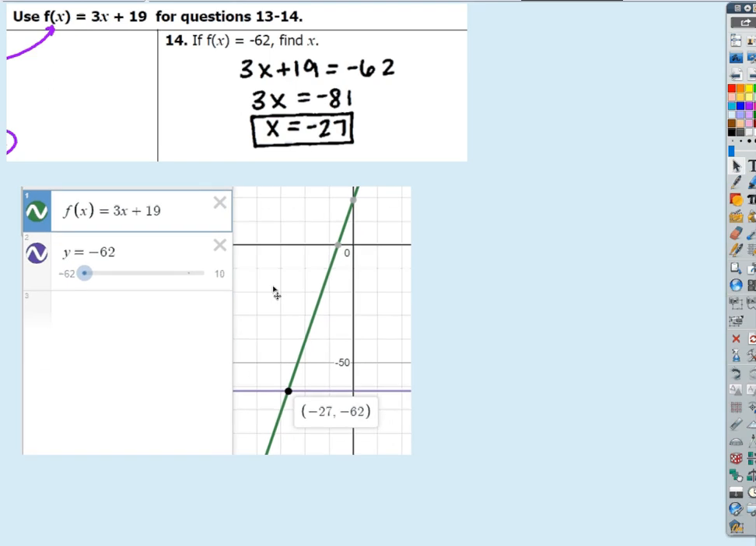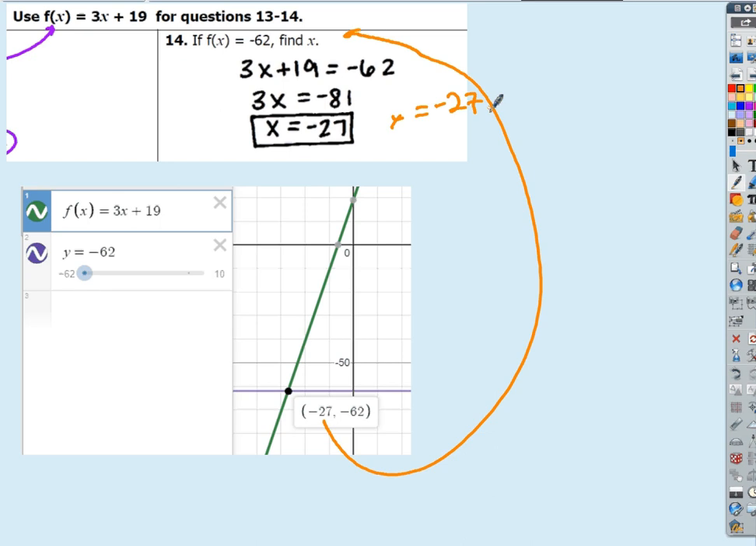Okay, so what did we do? Whenever I want to solve an equation by graphing, I'm going to graph the left side of the equation, graph the right side of the equation, and see where they cross. Every time that's going to work. Right? So when I graph the left side, f of x equals 3x plus 19, I got the green line. Graph the right side, I'm graphing y equals negative 62, I get the purple line. And so the solution is, find x. The solution is x equals negative 27, right? Because that's the x coordinate of the intersection.